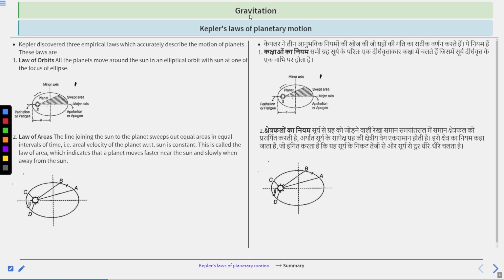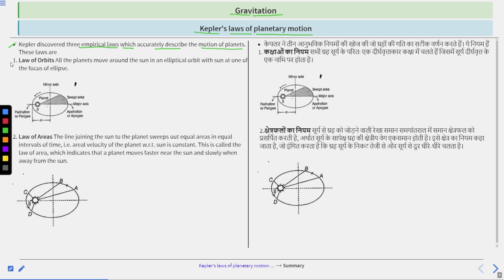So, the chapter is gravitation. Concept: Kepler's law of planetary motion. Kepler discovered three empirical laws, or we can say three laws of Kepler, which accurately describe the motion of planets.